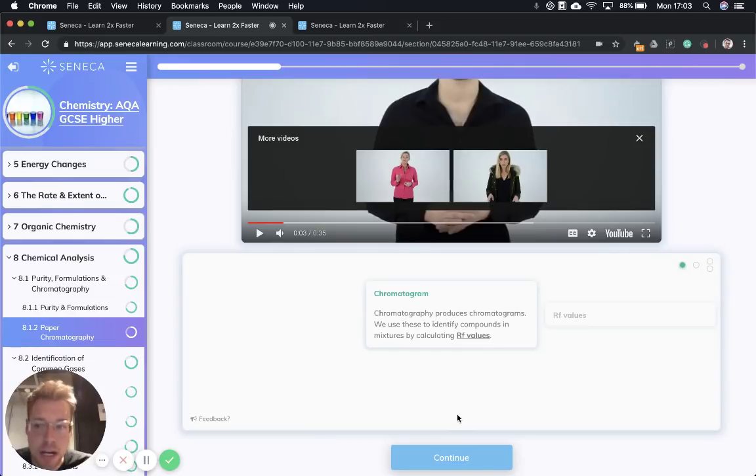Now, what is a chromatogram? So many new words, so many keywords. It's a lot to deal with.